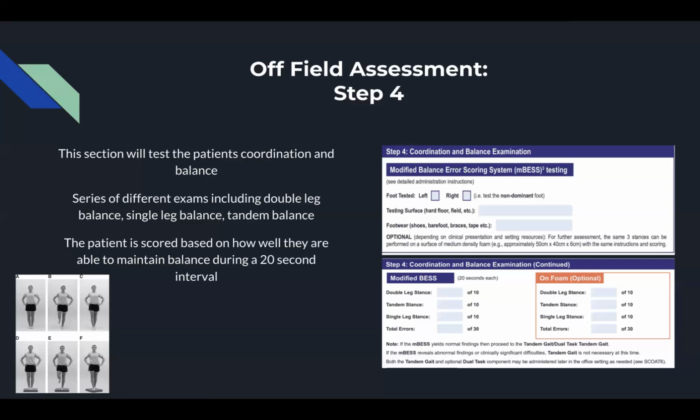The next one is tandem gait. As you can see in the infographics, the patient is standing heel to toe with the same hands on hips, eyes forward stance. They will complete the exam. When the clinician says, ready, set, go, they will close their eyes and complete it in 20 seconds with the clinician counting the errors.